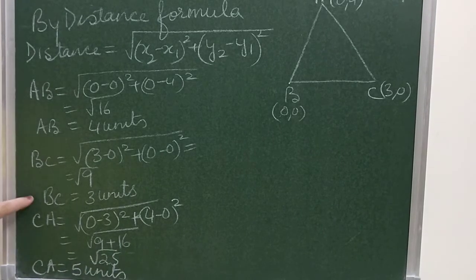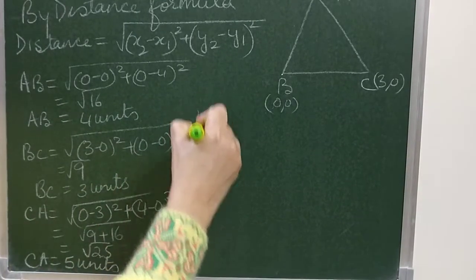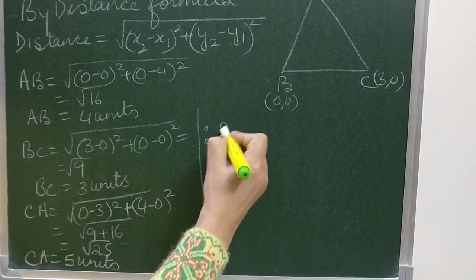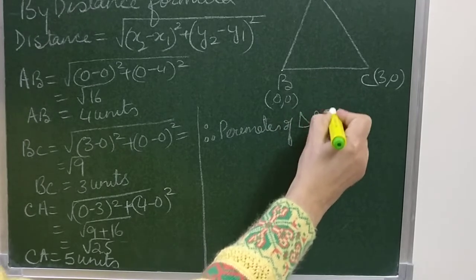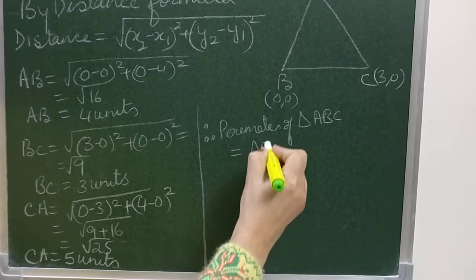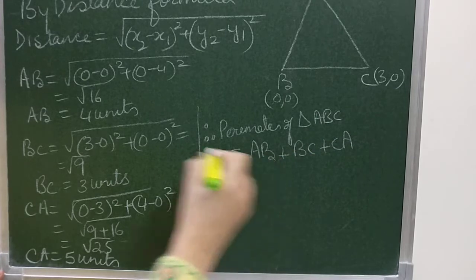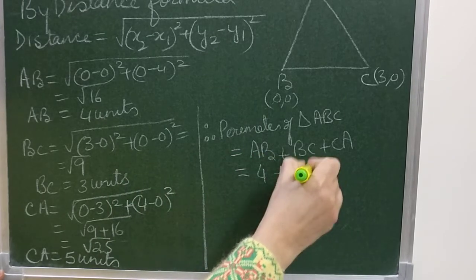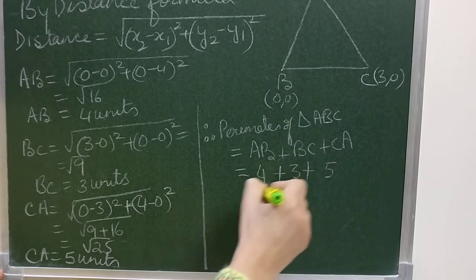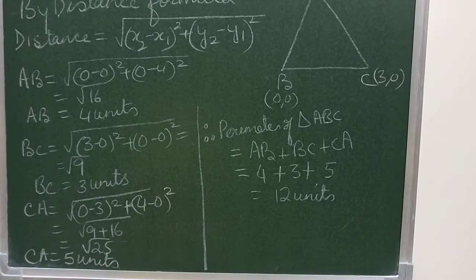So AB, BC, CA we got, and now we have to add these three, right, to get the perimeter. So therefore the perimeter of triangle ABC is equal to AB plus BC plus CA. AB is 4 plus 3 plus 5. That means 12 units.